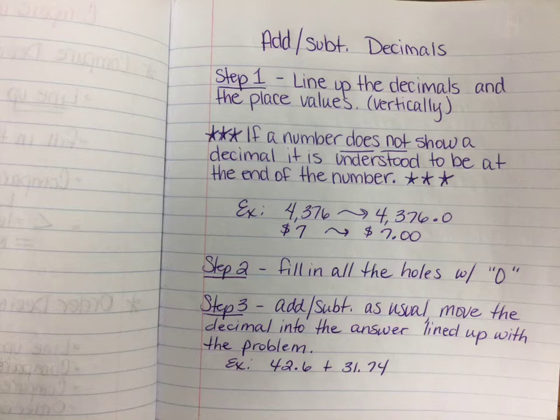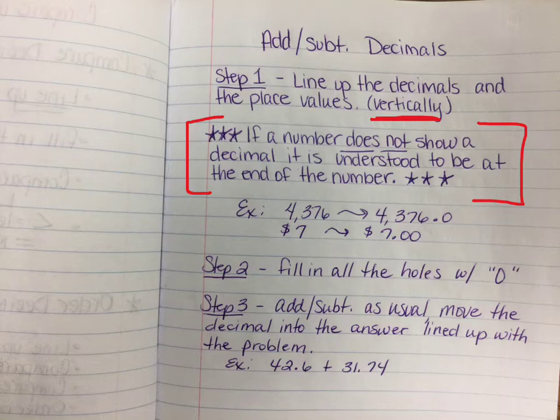Okay, so adding and subtracting decimals. First thing you need to know is to line up the decimals and the place values vertically. So that means everything will be lined up nice and neat. Next thing, and this is important, you wrote it in your notes yesterday, so it should click with you that it's super important. If a number does not show a decimal, it is understood to be at the end of the number.